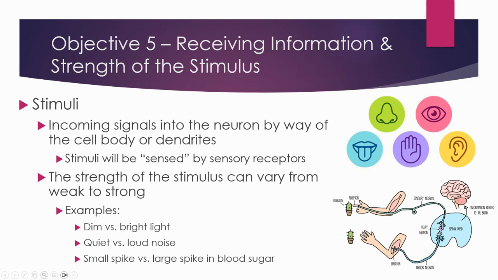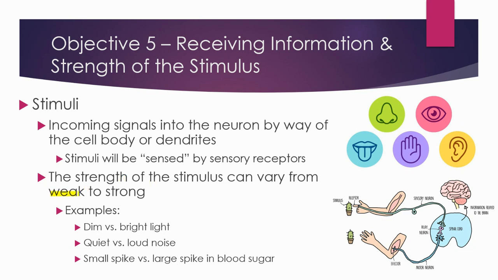These are going to be the incoming signals. The stimuli are going to be coming from your sensory receptors. It could be you're seeing something, you're smelling something, you're tasting something, you're feeling something. These incoming signals are going to come into the cell body via the dendrites. And we know that these stimuli can vary. They aren't all created equal.